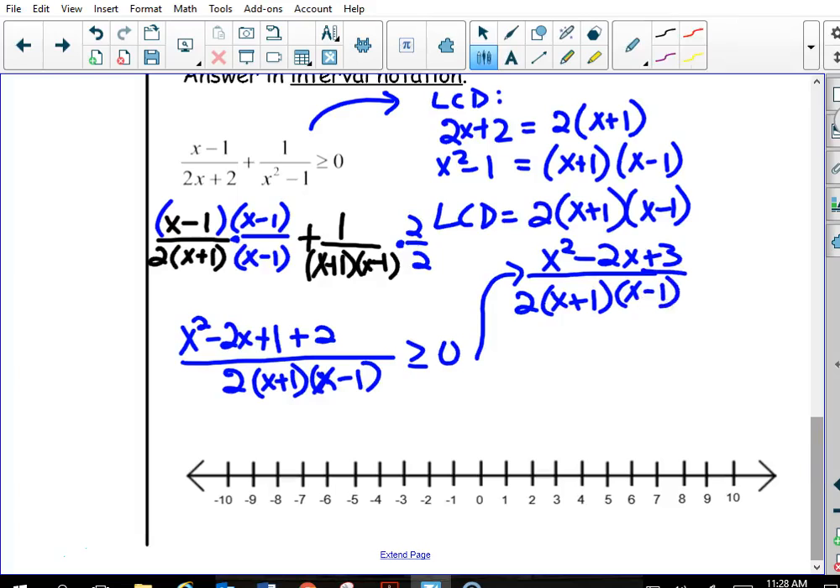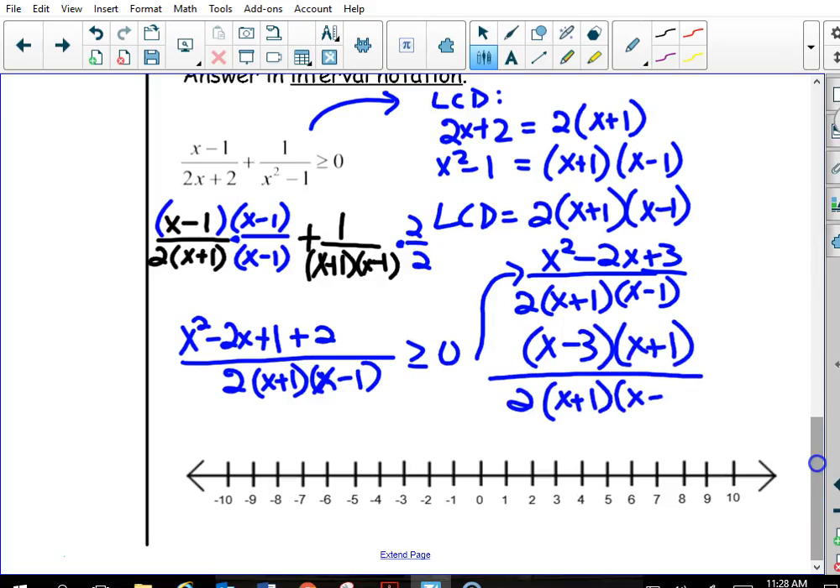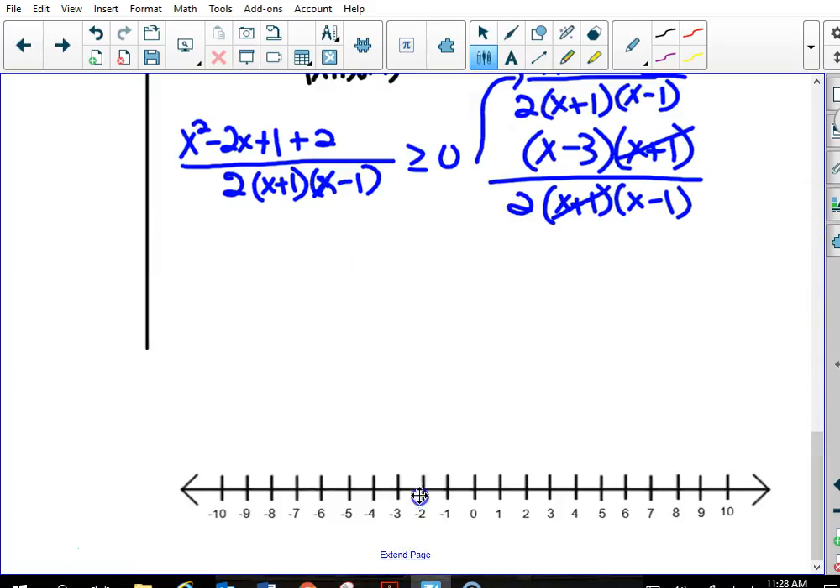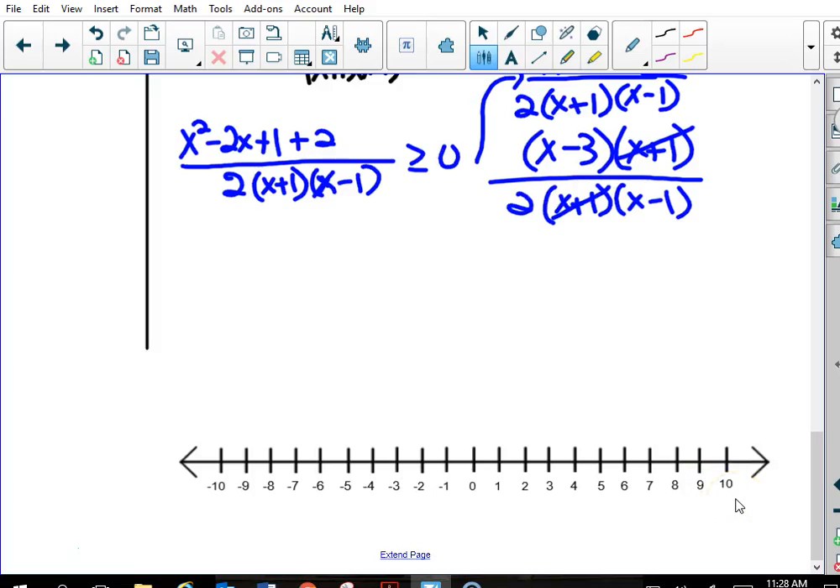Okay, the numerator can be reduced, or sorry, factored. x minus 3 times x plus 1. Now, this is important. Because we can factor one of these out, they aren't included in our critical points. Let me get some more room. So our critical points are at, in the numerator, I have a positive 3. In the denominator, I have a 1.